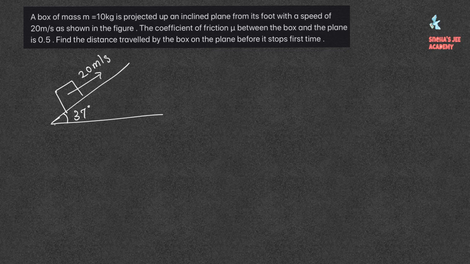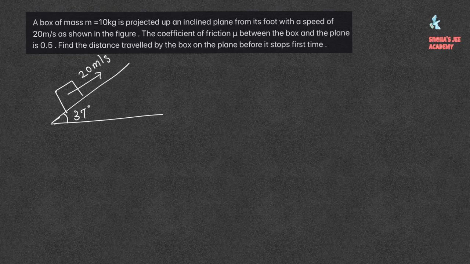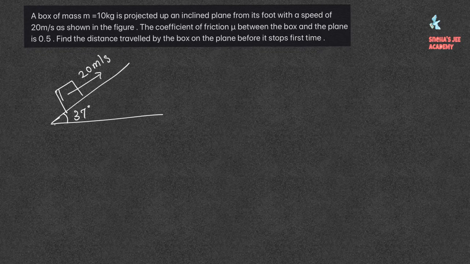Let's solve a problem on work and friction. A box of mass m equal to 10 kg is projected up an inclined plane from its foot with a speed of 20 meters per second, as shown in the figure. The coefficient of friction between the box and the plane is 0.5. Find the distance traveled by the box on the plane before it stops the first time.